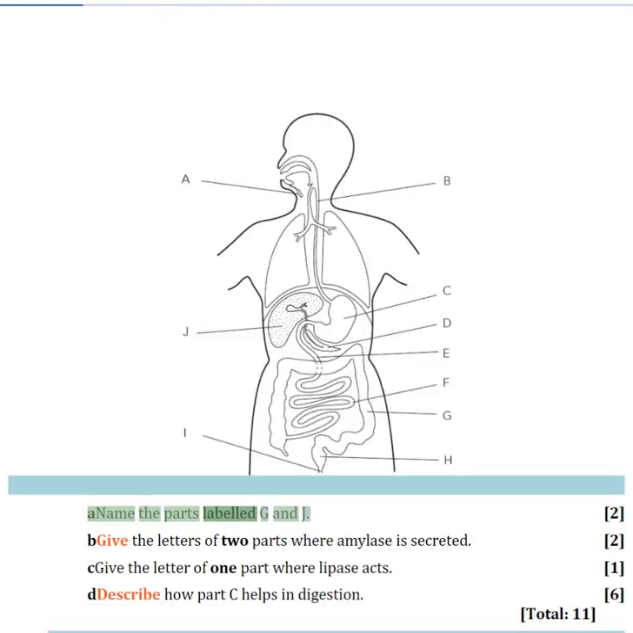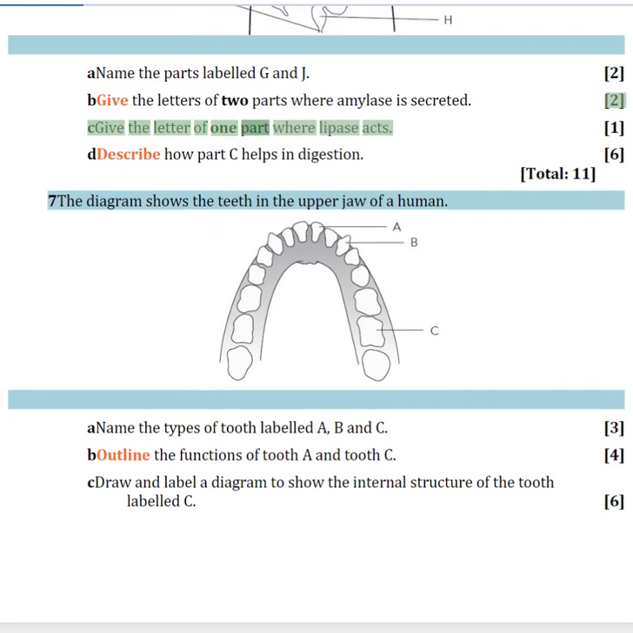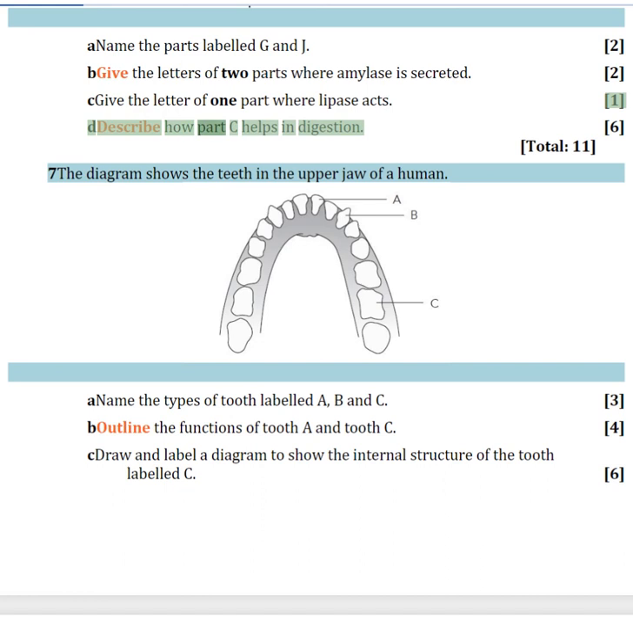6. The diagram shows the human digestive system. A. Name the parts labeled G and J. B. Give the letters of 2 parts where amylase is secreted. C. Give the letter of 1 part where lipase acts. D. Describe how part C helps in digestion.